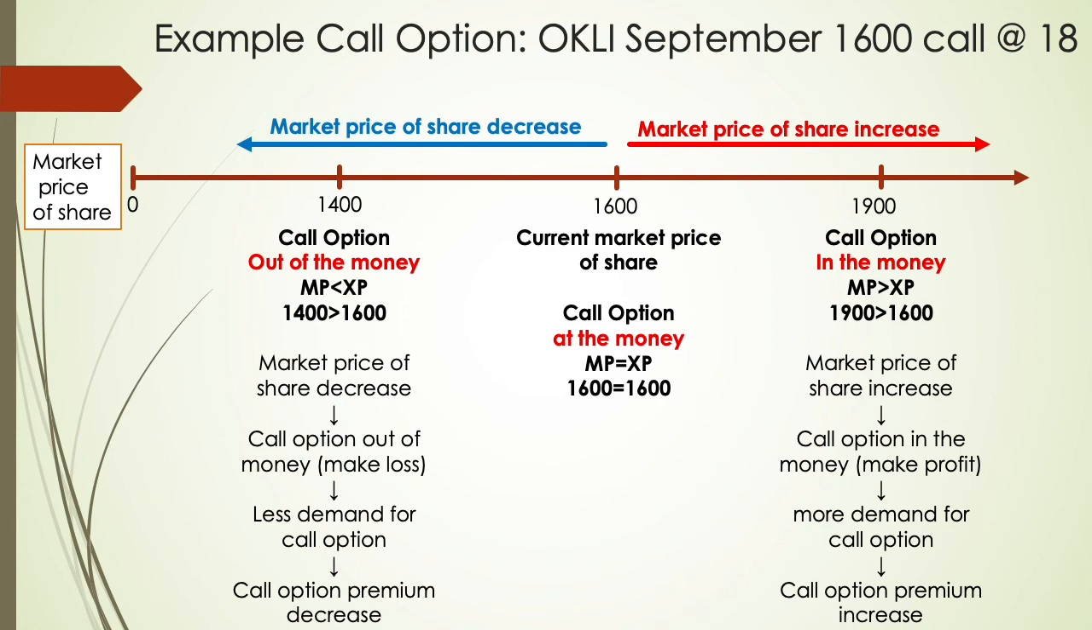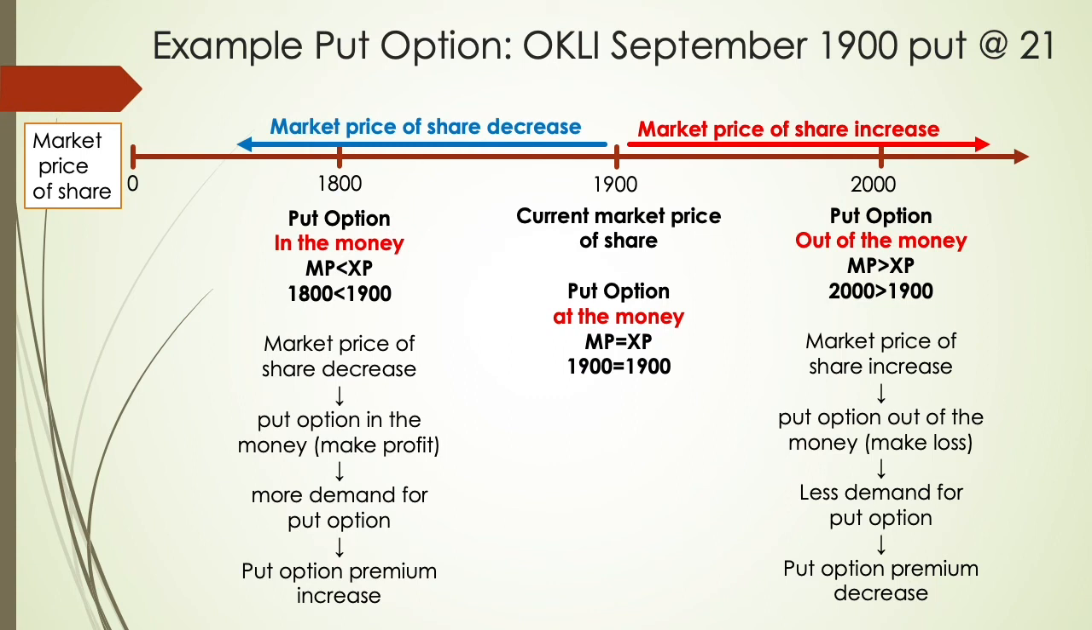So if you look at this example, we can see that for call option, the call option premium has positive relationship with the market price of share. So if the market price of share decrease, call option premium decrease. If the market price of share increase, call option premium increase. Next, we look at the example for put option.